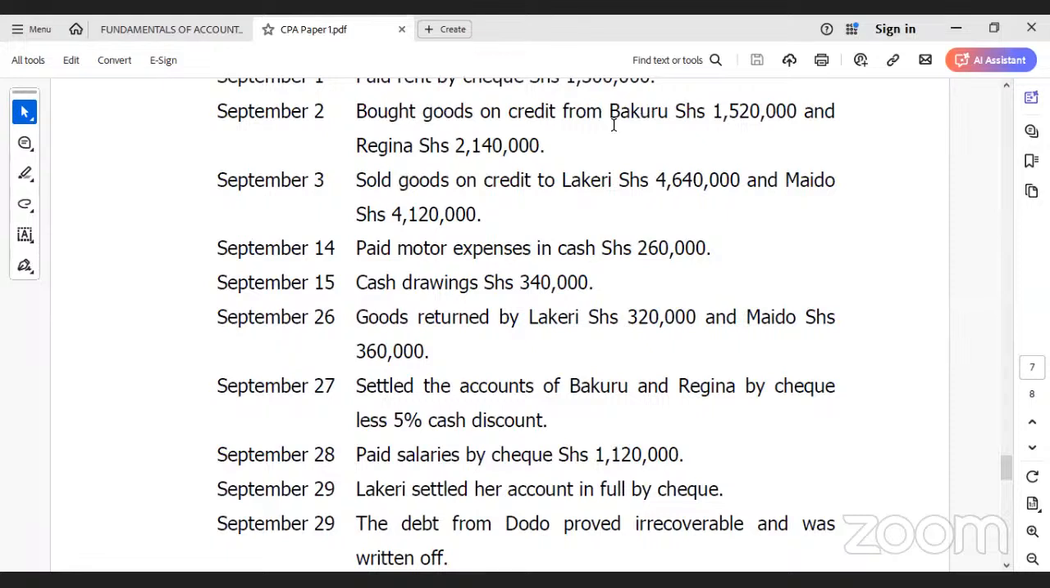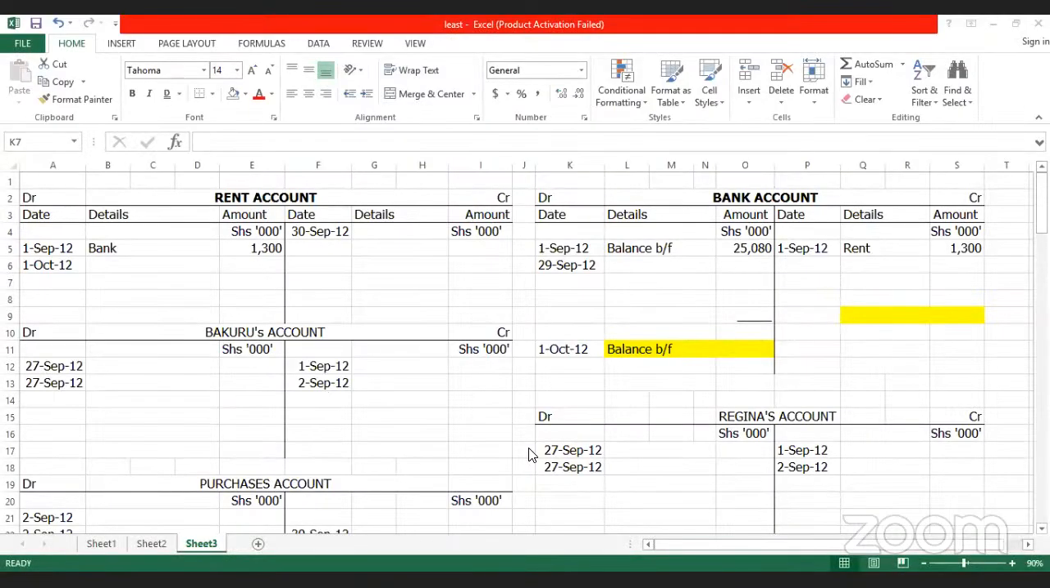So members, prepare the purchases account. Whenever you buy goods for resale, you prepare the purchases account, but then these goods are bought from the suppliers on credit, so I need to come up with Bakuru's account, Regina's account, and then the purchases account. Let's prepare those accounts quickly.